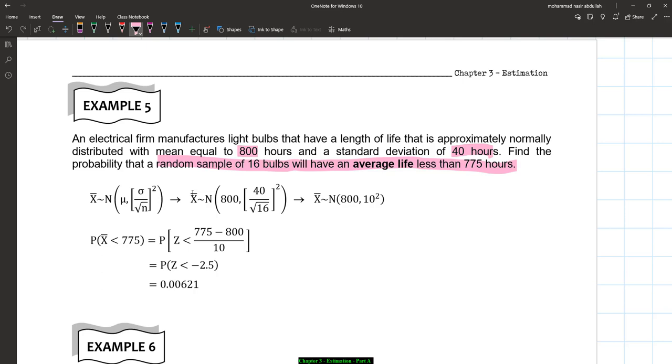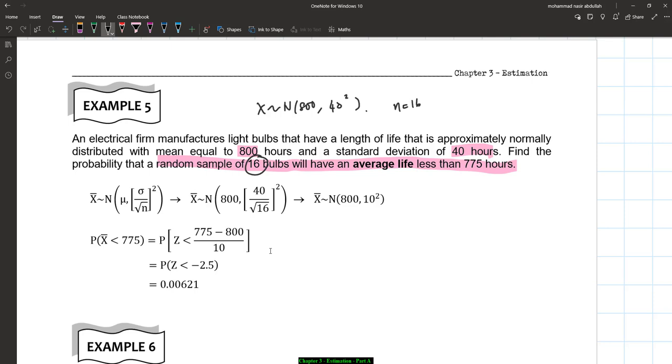Right. So, previously, in examples 1 and 4, we were looking at a single value. Now, we are looking at a sampling distribution. Let's say X has an approximately normal distribution with mean equal to 800 and variance equal to 40 squared. We are taking n equal to 16.